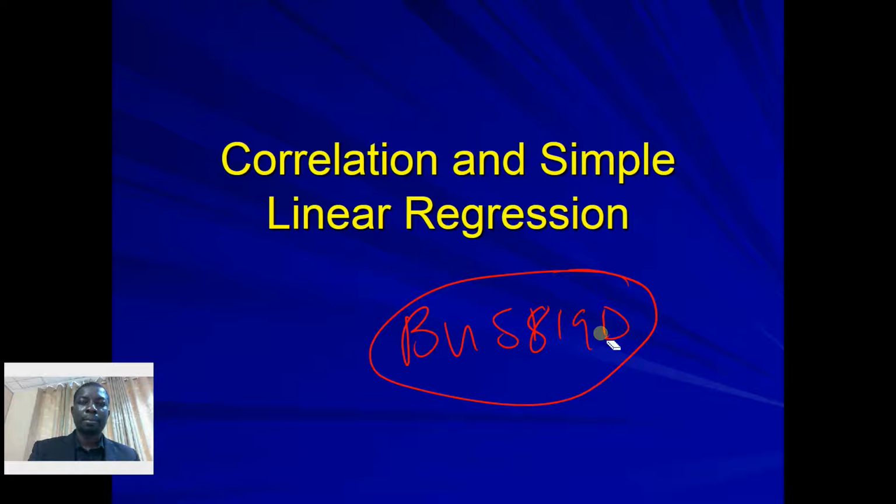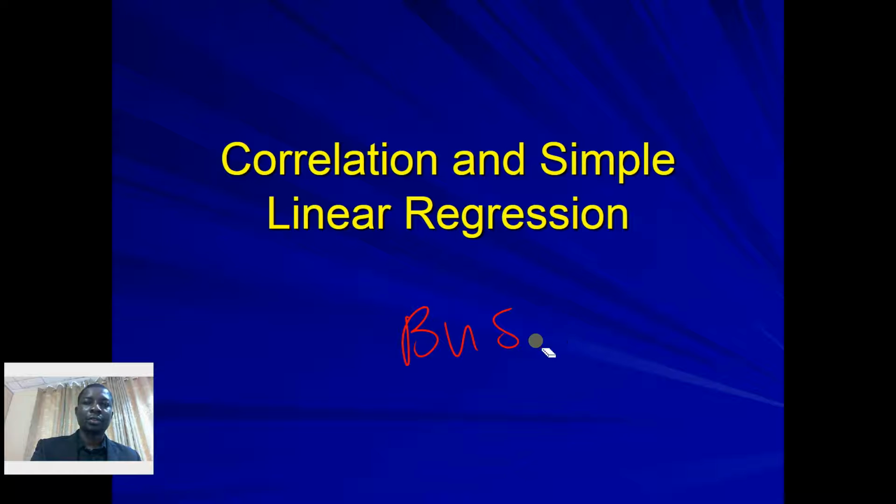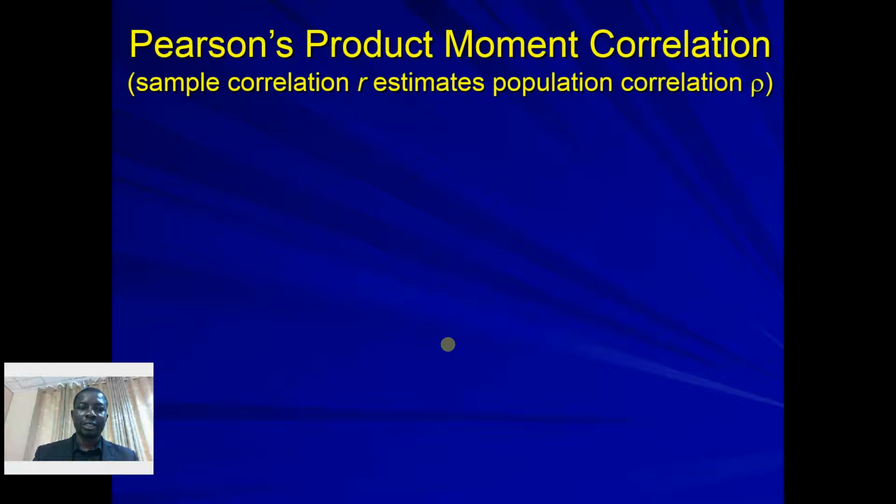Okay, today we are going to look at measures of relationships, and under that we are going to look at the correlation coefficient and also look at sample regression. We will start with correlation, and under this we are going to look at Pearson's product moment correlation coefficient, normally called Pearson r for sample correlation or rho for population correlation.